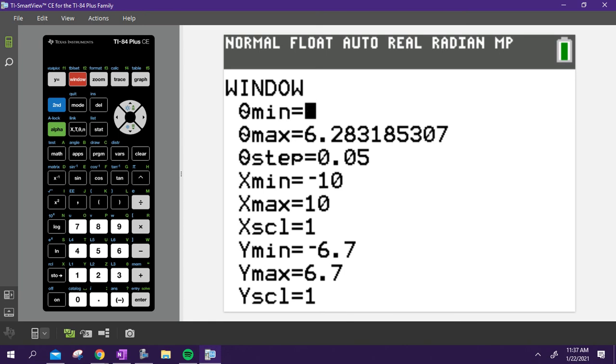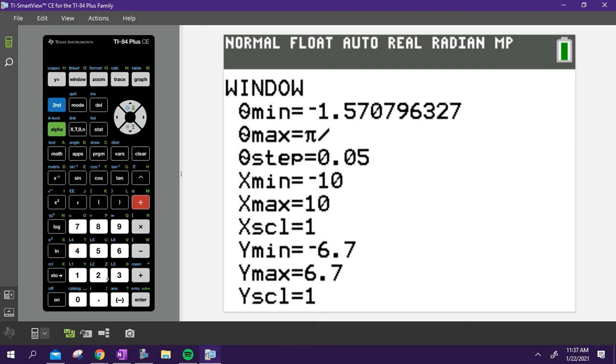But in the bell work, we were graphing it between negative pi over 2 and pi over 2. So let's change our theta min and our theta max. For theta min, I'm going to type in negative. Make sure you're using the negative button. So as I go here to theta min, use the negative button. Negative pi over 2. And I'm going to graph to pi over 2.